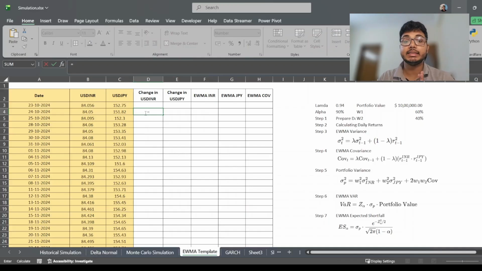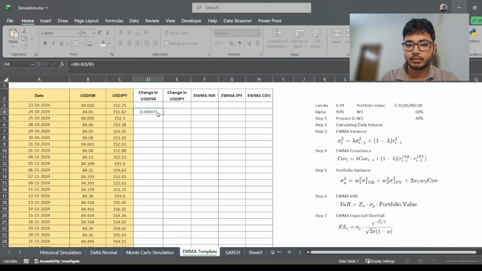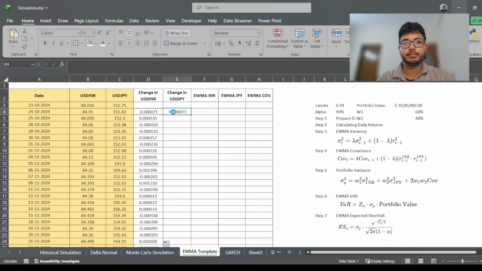Now we are going to calculate the daily returns of dollar INR: current day closing rate minus previous day closing rate, divided by previous day closing rate. Similarly, we can just copy paste the formula here.